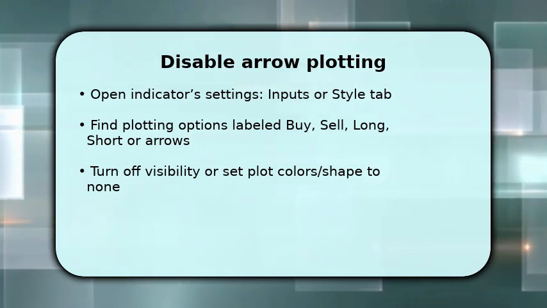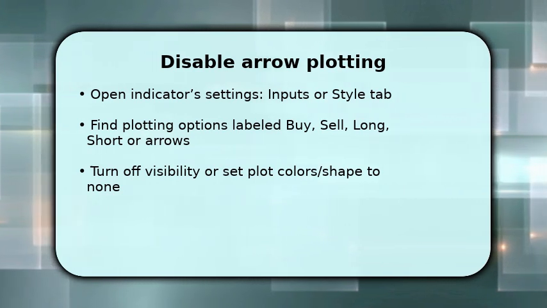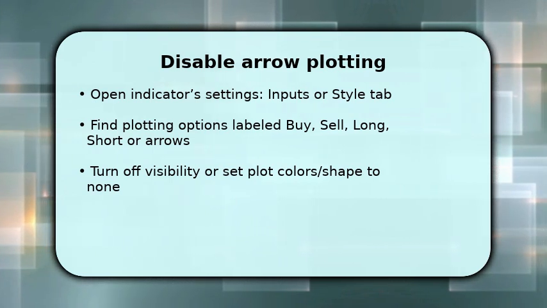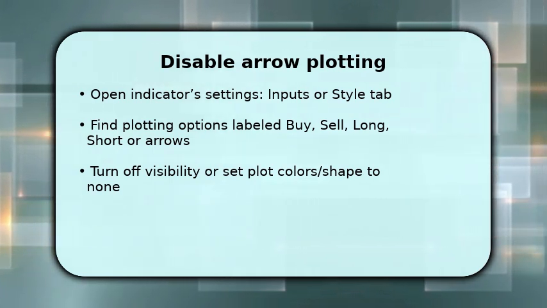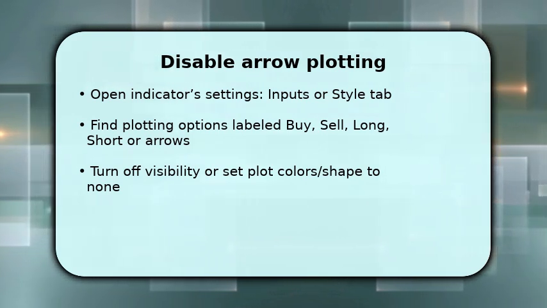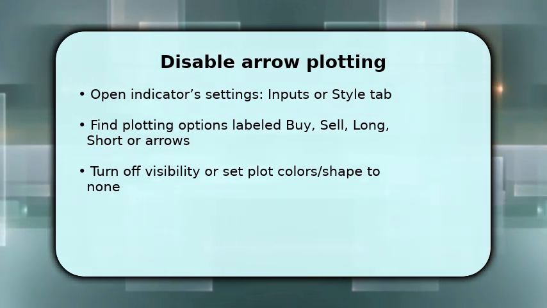Once found, either uncheck the visibility, change the plot shape to none, or set the plot color alpha to 0. If it's a Pine script, edit the script to remove or comment out plot shape/plotchar lines. Then save and apply the modified script to update the chart.